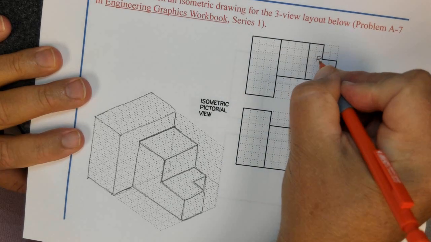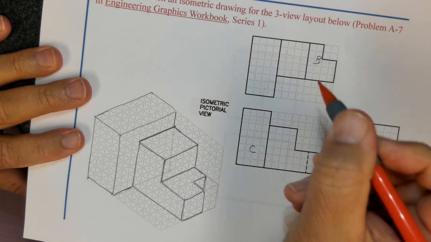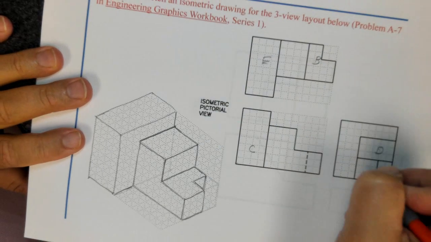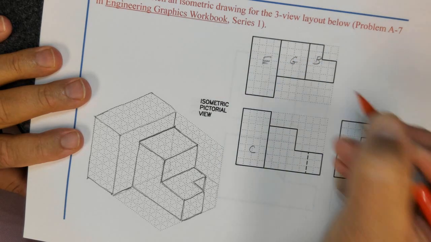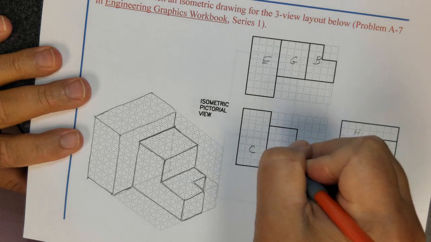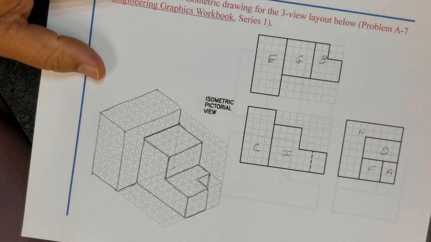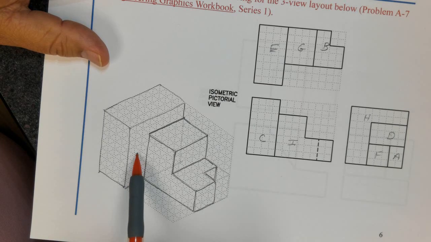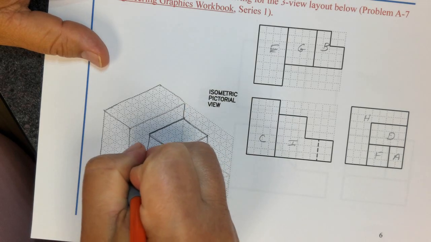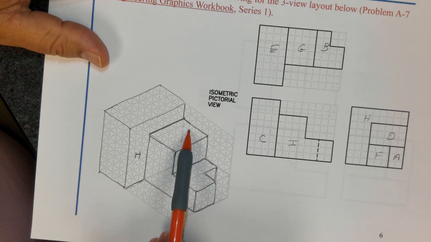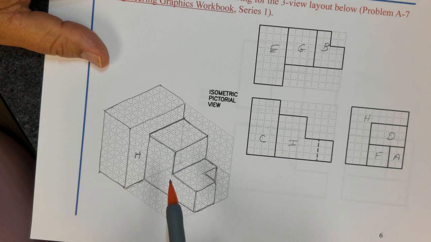Now, if I label this A and then B and C and D and E and F and G and H, and I think that's good enough. Okay, so if I point right here, what surface is this? H, right? Okay, that's H. All right, what about this surface here? G. What did you say? G.